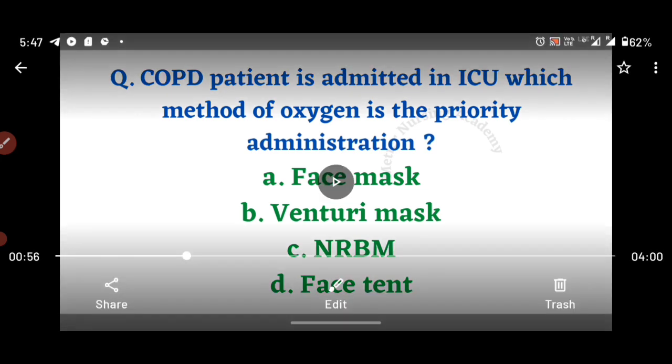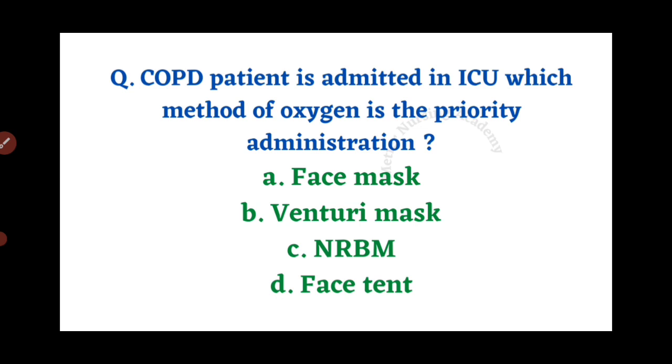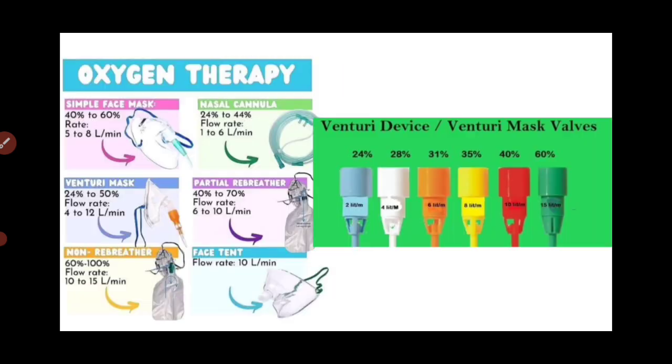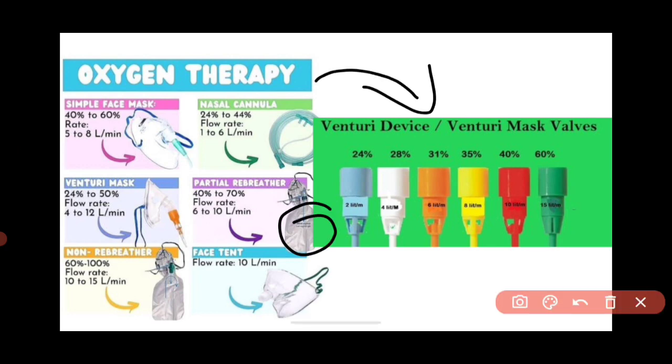And here the right answer is option B, that is Venturi mask. Why did I select this option? Let's see the rationale behind this. These are all the types of oxygen therapy commonly used in the hospital. The simple face mask delivers 40 to 60 percentage of oxygen, or 5 to 8 liters of oxygen per minute. Nasal cannula delivers 24 to 44 percentage, with 1 to 6 liters of oxygen per minute.